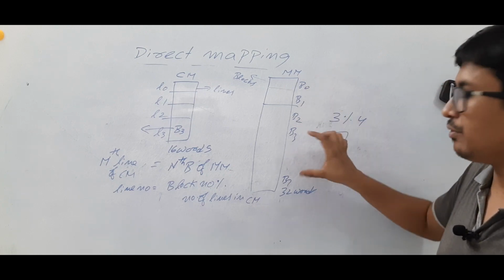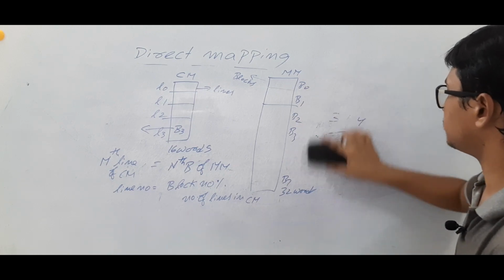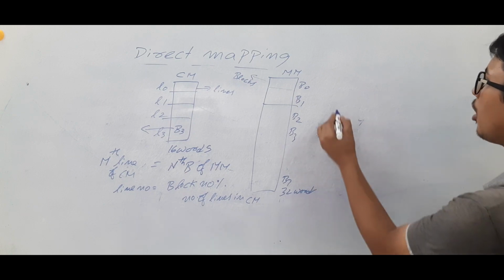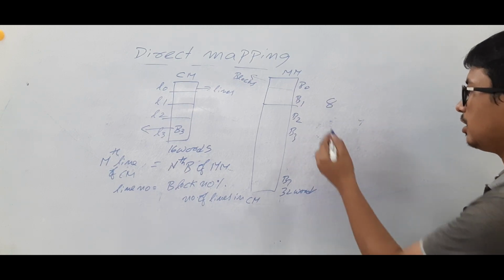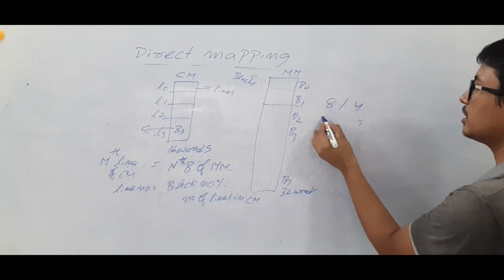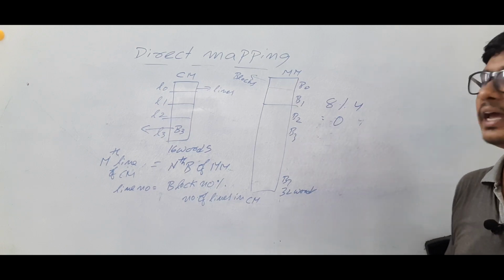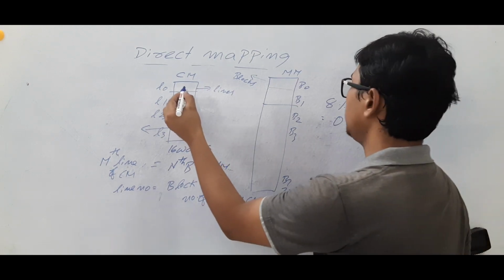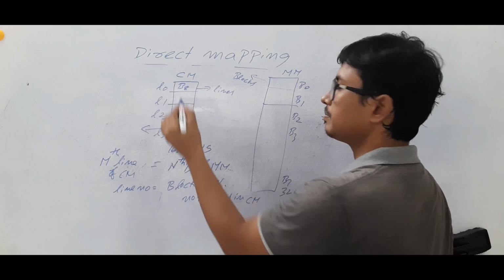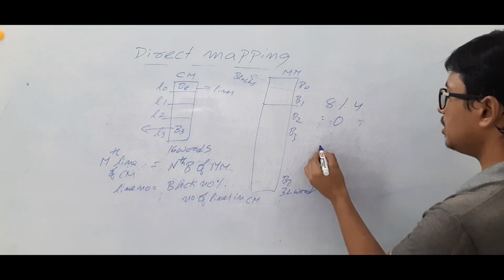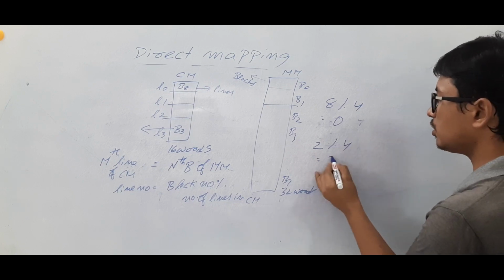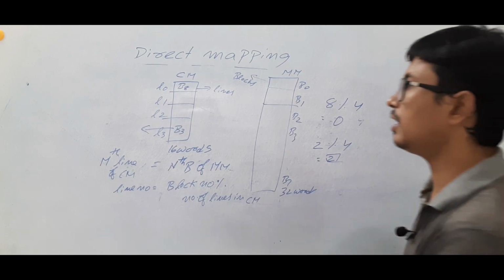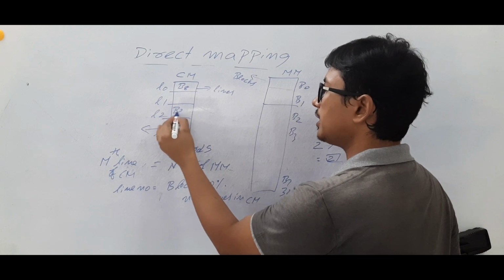As we have 8 blocks, let me discuss another example. I need to keep block number 8. In which line of the cache memory can I keep it? 8 modulus 4 is equal to 0. So in line number 0, you will keep block number 8. Similarly, if you have block number 2, 2 modulus 4 is equal to 2, so you need to keep block number 2 in line number 2.